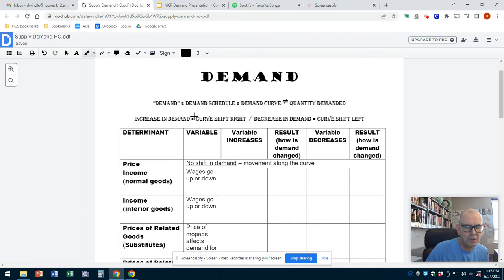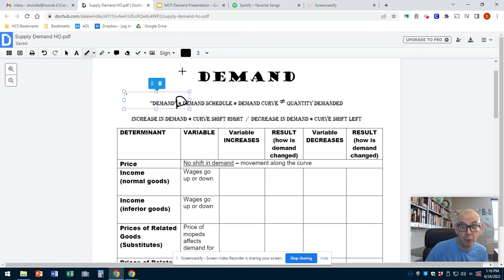So a couple of reminders here at the top that will be helpful in an assessment. Demand for a good is equal to the demand schedule. So it's the entire schedule. Demand is equal to the demand schedule. Demand is the entire schedule, also the entire curve. So the entire curve is demand for a product in a particular market.